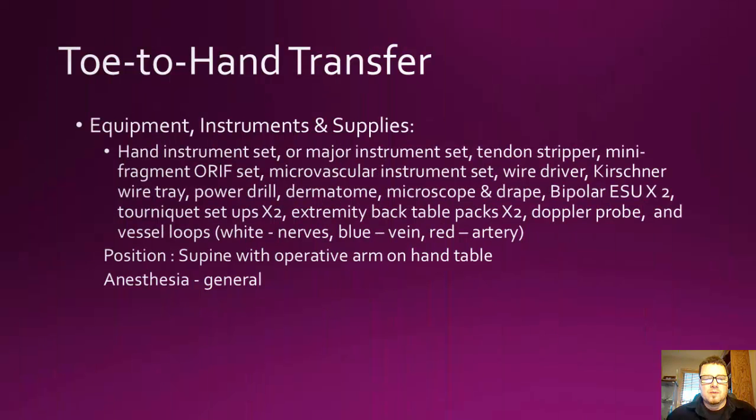Position for this procedure will be supine with a hand table, or maybe sometimes two arm boards they put together to make up a hand table. Anesthesia for a toe to hand is going to be general. It's a very long procedure. There's going to be a lot of tourniquet time on this procedure, and those are things to be aware of.